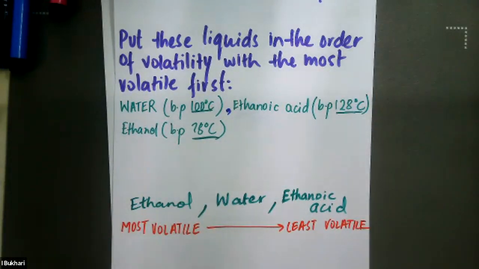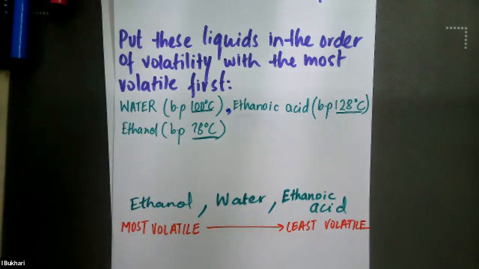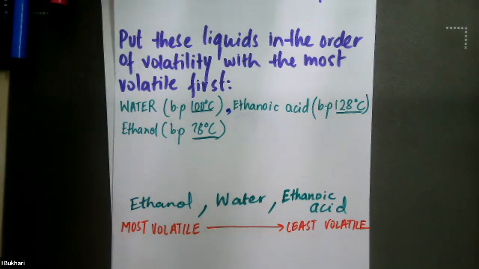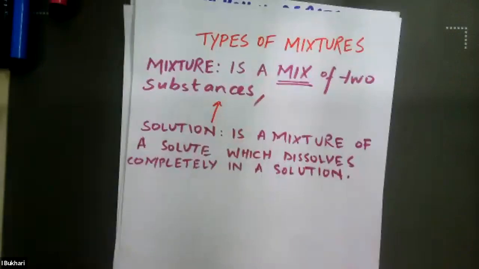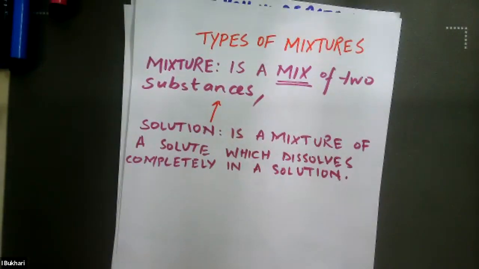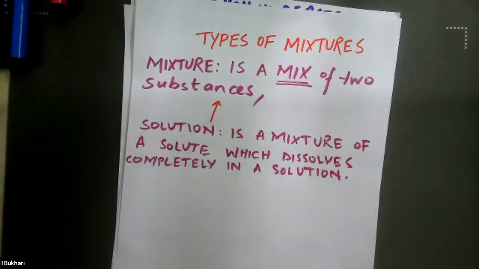So now once we're done with the questions, I'll move on to the topic that I wanted you to do today, which is types of mixtures. So mixtures could be of two types. Mixture is a mix.